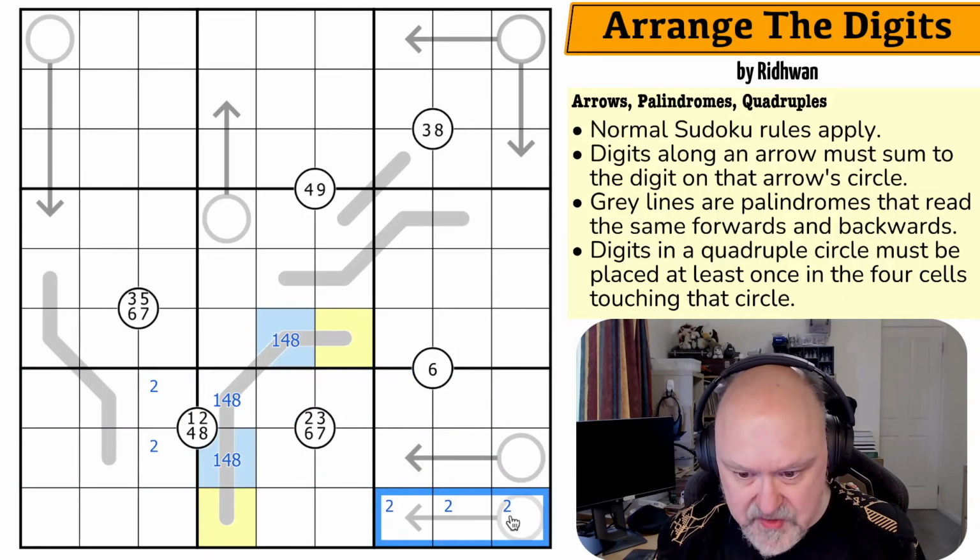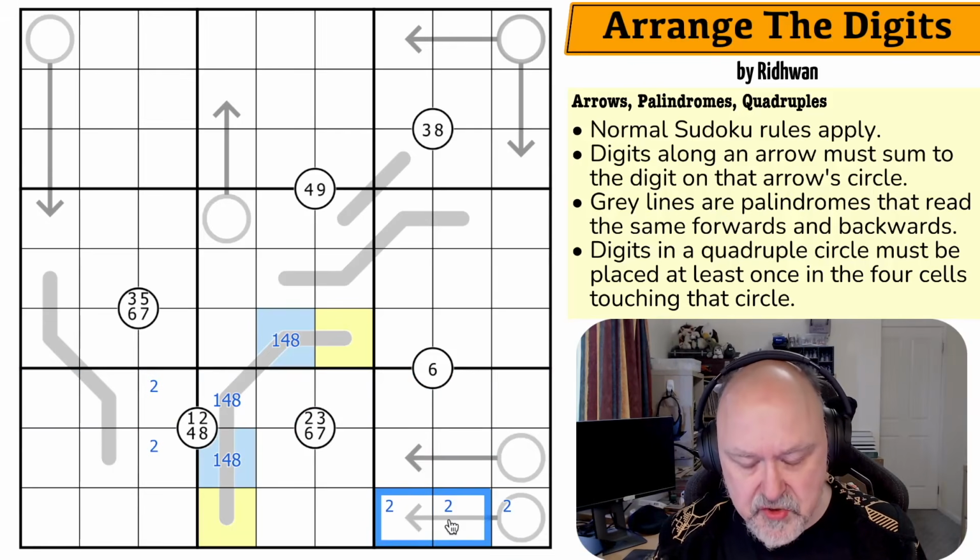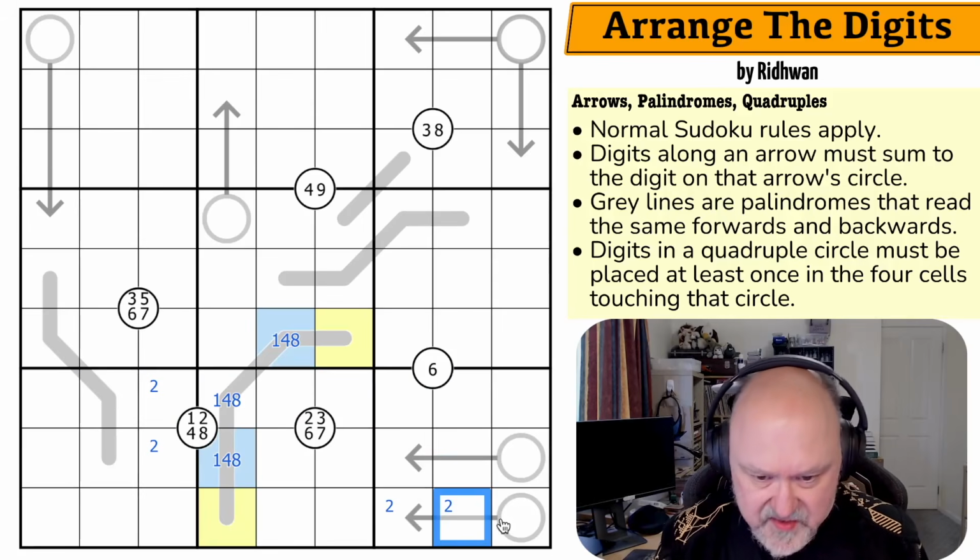So there must be a 2 down here. But if I put a 2 here, I'd need two digits that sum to 2, and that doesn't work. So there's a 2 on this circle.